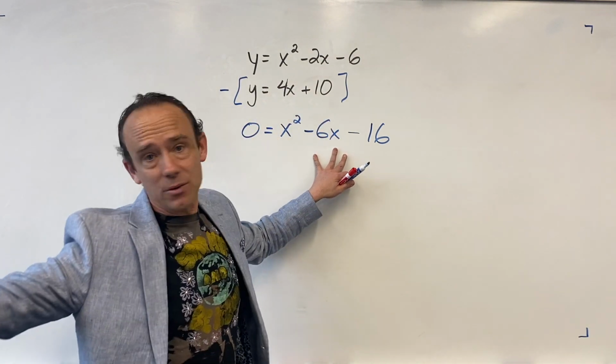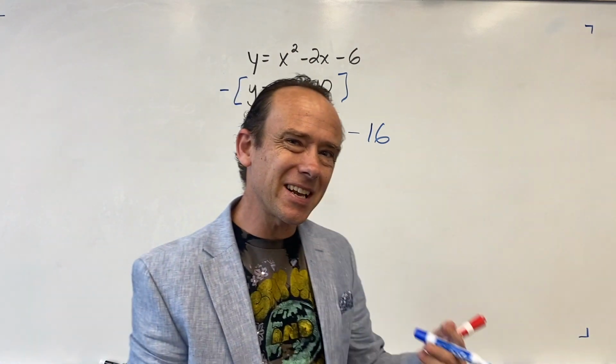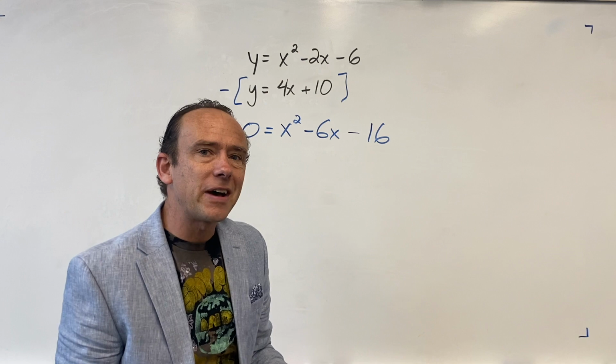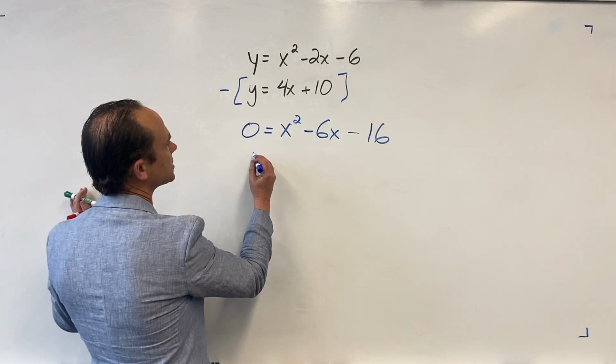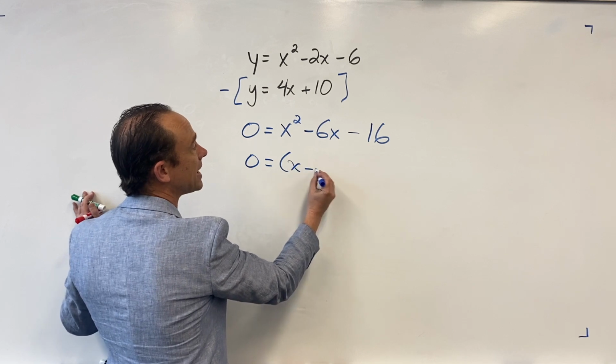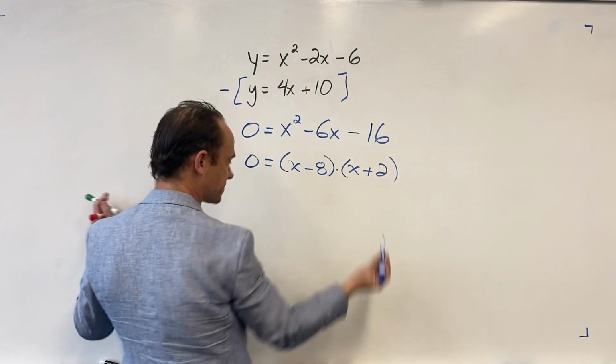You can solve it any of the ways we know how to solve. Because these are pretty much going to be set up for x to have integer values, I'm going to start by trying to factor these. So that's how I'm going to try to solve them. So I'm going to factor this. That gives me x minus 8 times x plus 2.